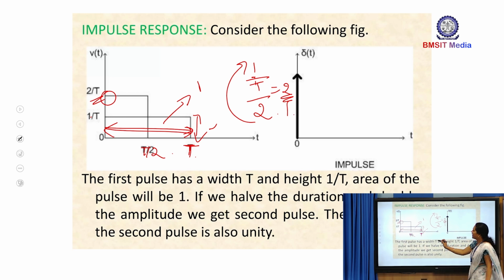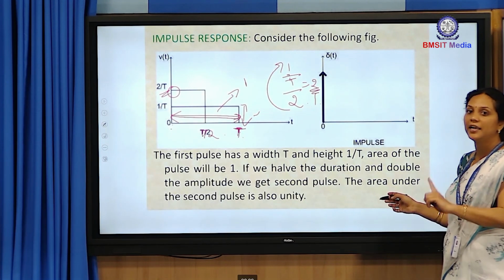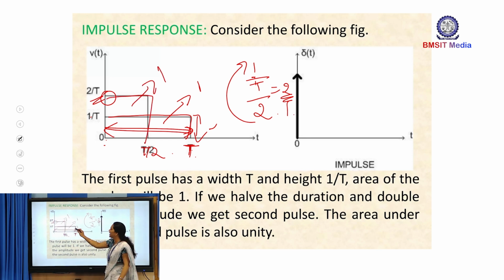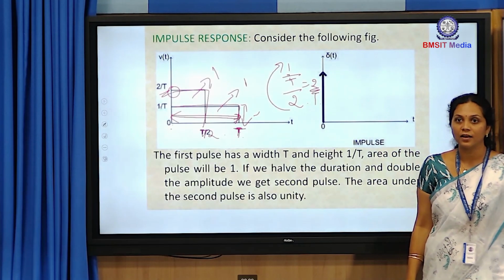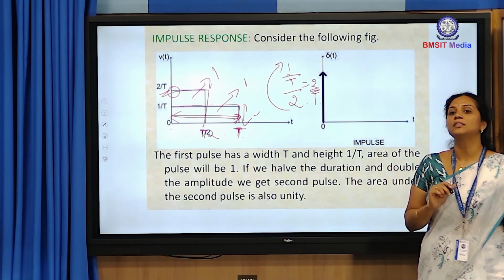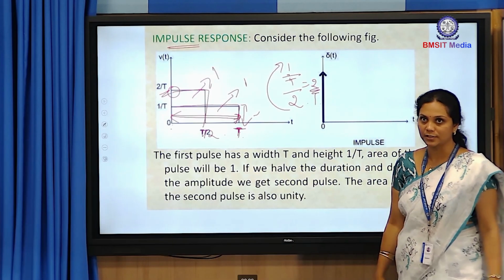Now whether it is 0 to t with 1 by t, or 0 to t by 2 with 2 divided by t, what is the area? The area is still equivalent to unity. Either you consider this or this, here also it has an area of 1 and here also it has an area of 1. Under such a circumstance, the type of response that I will be getting is called an impulse response.